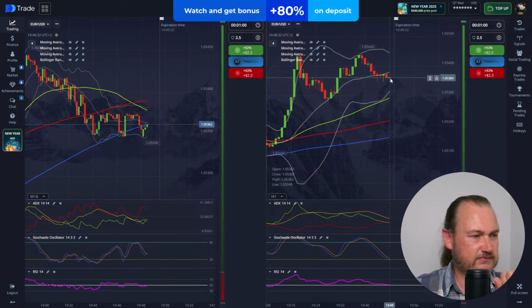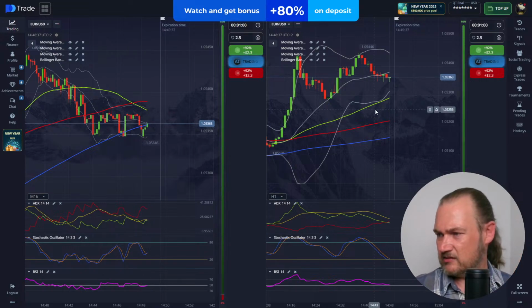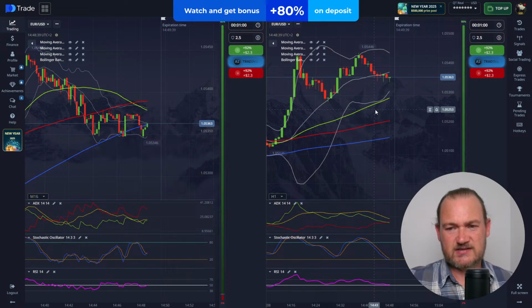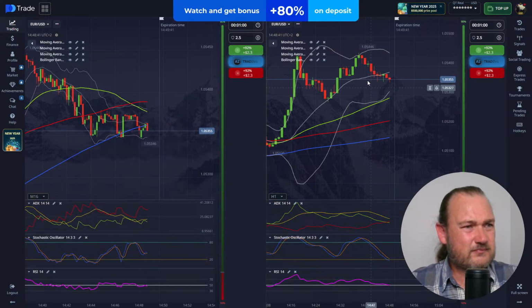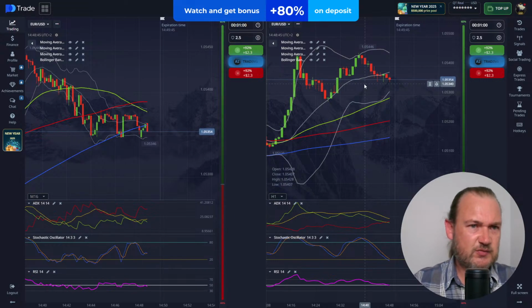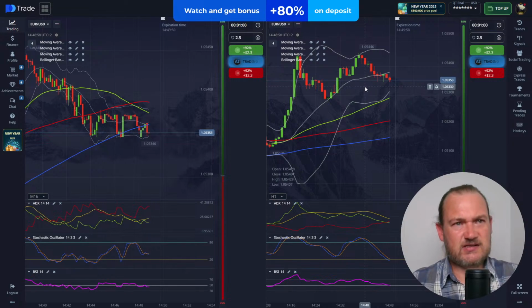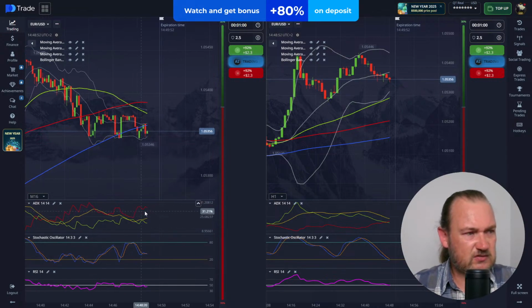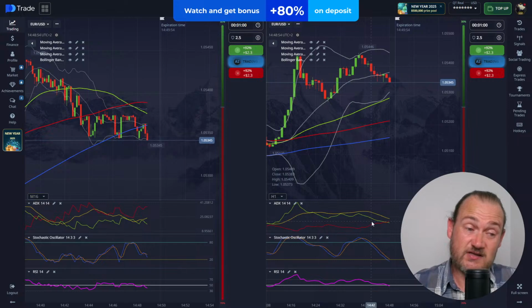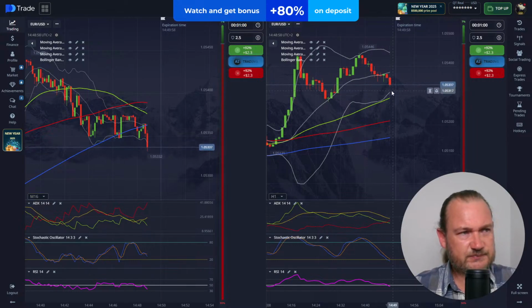Let's see. We're like 10 minutes away from the US session. US markets are going to start opening in 12 minutes. So we can expect a little bit of increased volatility. When this happens, we can start looking for ADX spikes, for DI spikes on the ADX. This is going to be a buy trade for sure.